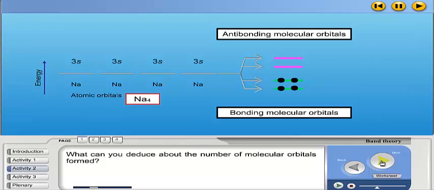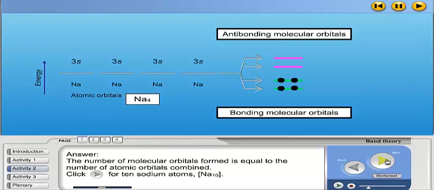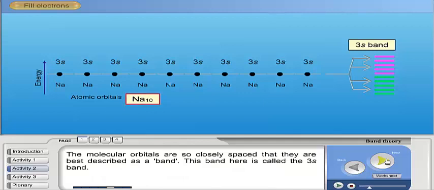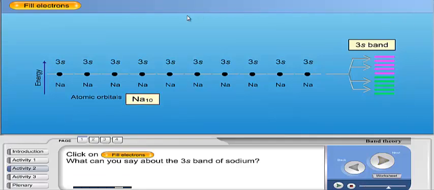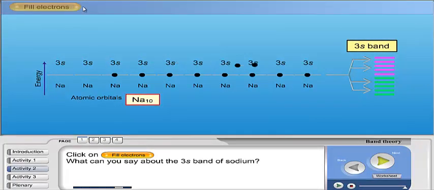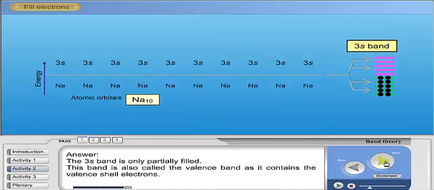What can you deduce about the number of molecular orbitals formed? Answer: the number of molecular orbitals formed is equal to the number of atomic orbitals combined. Click Next for 10 sodium atoms, Na10. The molecular orbitals are so closely spaced that they are best described as a band. This band here is called the 3s band. Click on Fill Electrons. What can you say about the 3s band of sodium? Answer: the 3s band is only partially filled.